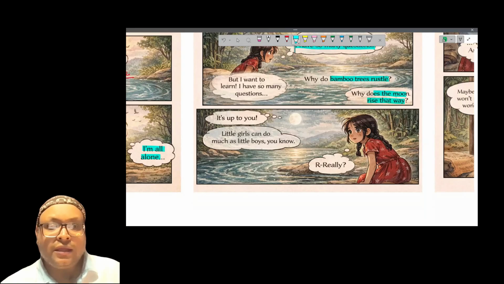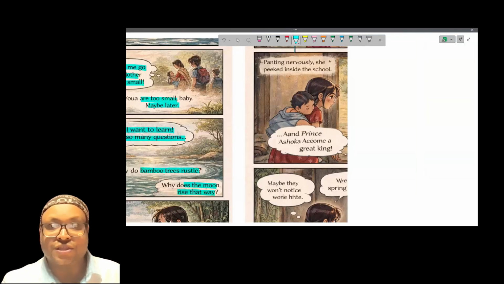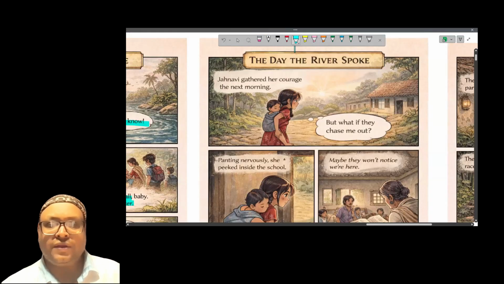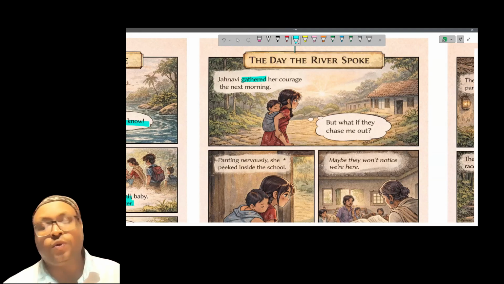Look at then, the river said, it is up to you. If you want to learn, it is possible. Little girls can do as much as little boys. And Jahnavi thought, really? Can I? She had a question like this. And if I go to the next slide, Jahnavi, as guided by the river, gathered her courage next day. And she decided she would go inside the school classroom. But then she thought, if they chase me out?